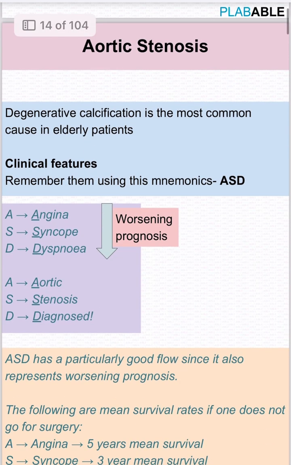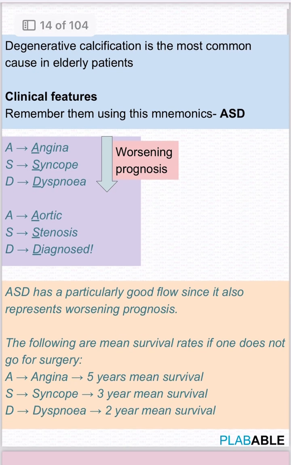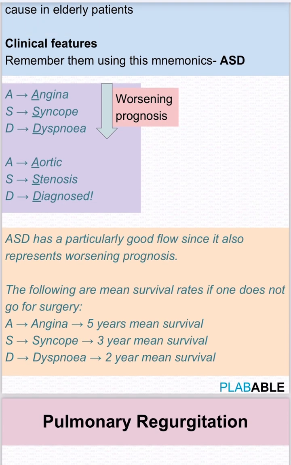Degenerative calcification is the most common cause in elderly patients. For clinical features, remember this mnemonic: AST, angina, syncope, and dyspnea. So if the patient has angina, then the mean survival is 5 years. If the patient has syncope, then it is 3 years, and if the patient presents with dyspnea, then mean survival will be 2 years. So the prognosis worsens.